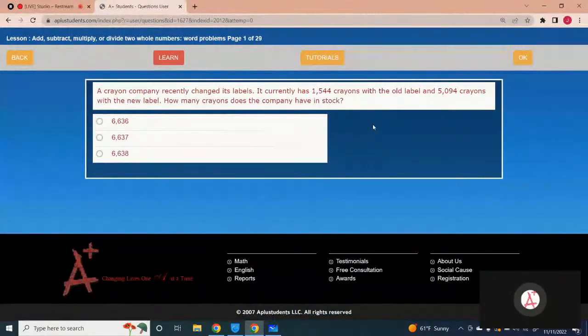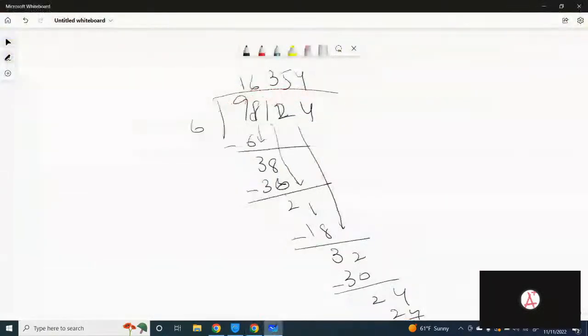A crayon company recently changed its label. It currently has 1544 crayons with the old label and 5094 crayons with a new label. How many crayons does the company have in stock? That means you have to add both of them. Got it? So you have to add 1544 plus 5094.